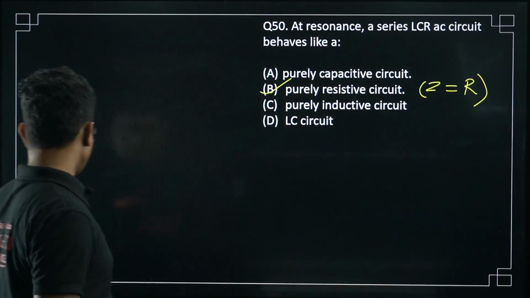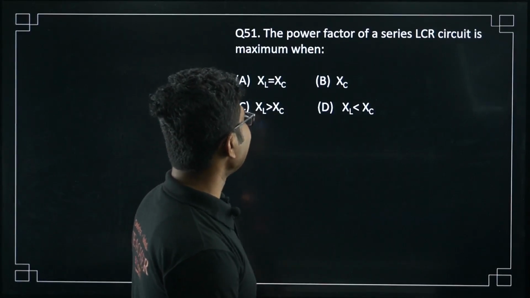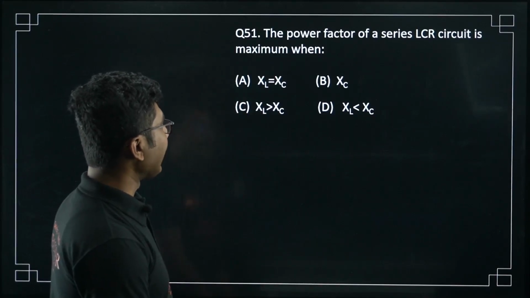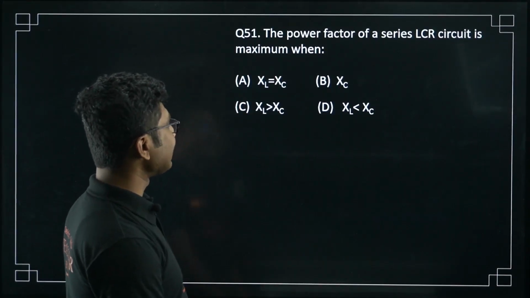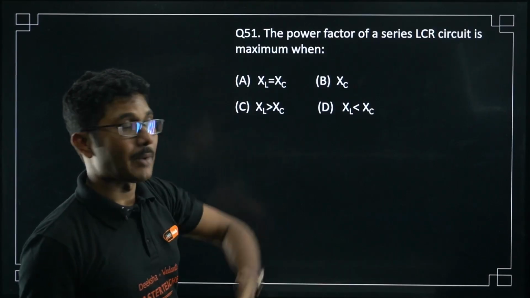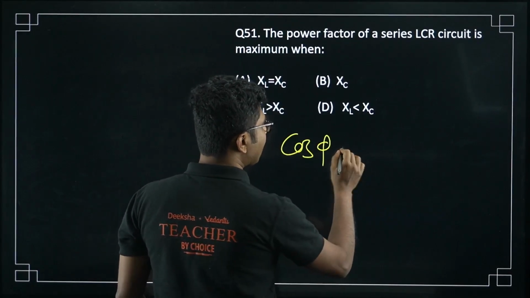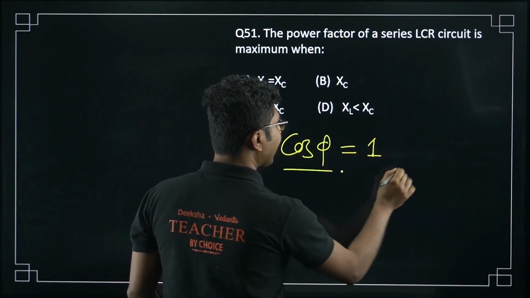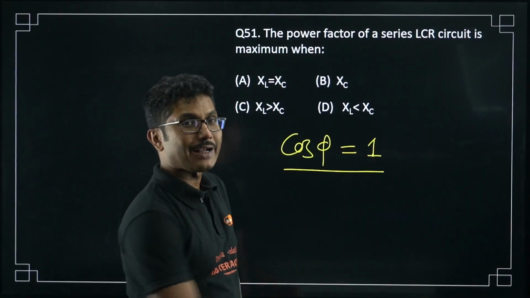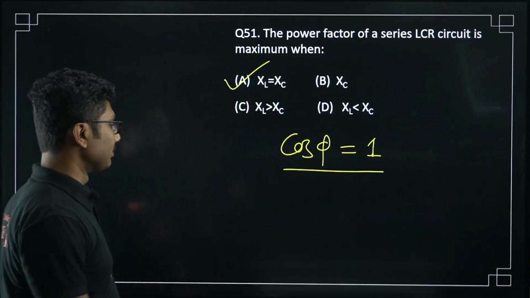Okay, let's move on. The power factor of a series LCR circuit is maximum when XL equals XC, XL greater than XC, or XL less than XC. Power factor means, again that same question, cos phi is maximum. The maximum value is obviously 1 when it is at resonance, right? Cos phi becomes 1 when the circuit is purely resistive. That means it is at resonance, that is XL equals XC.